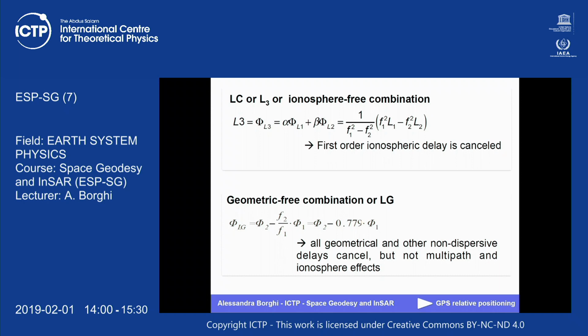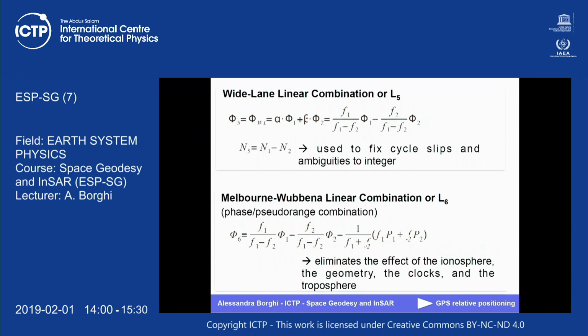The geometry and non-dispersive delay are cancelled, but not the multipath and ionospheric effect. So this combination can be used to study multipath effect or ionospheric effect, for instance. The GPS data processing can usually compute the coordinates of sites, but also other parameters: the tropospheric, the ionospheric parameter, or the phase center variation parameter, and so on.